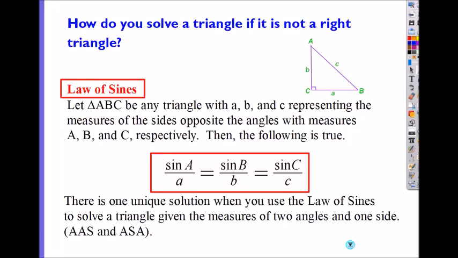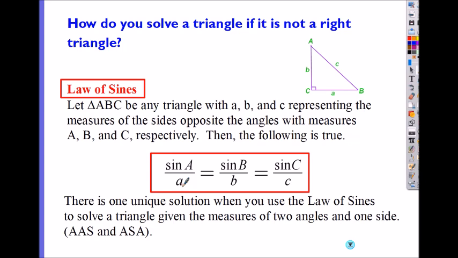So here's the law of sines. Sine of A over a equals sine of B over b equals sine of C over c. It's easy to remember, and the formulas will be given to you. You use the law of sines basically when you have a matching angle and side.